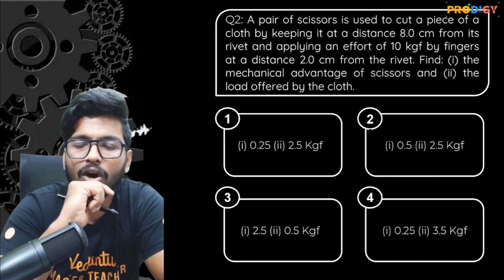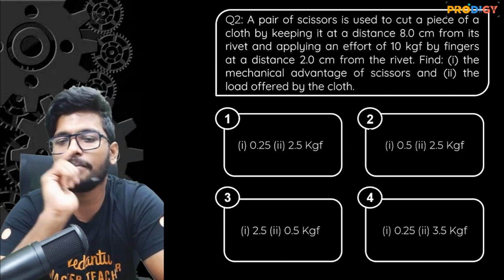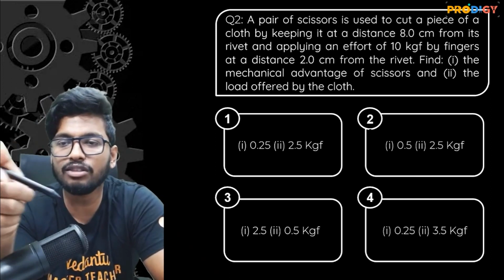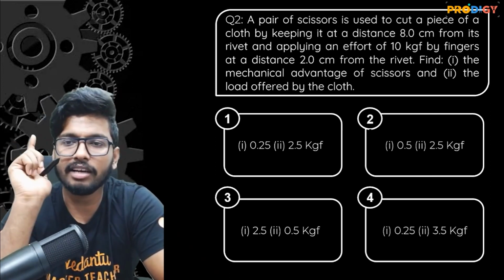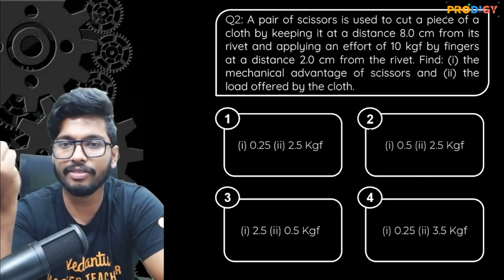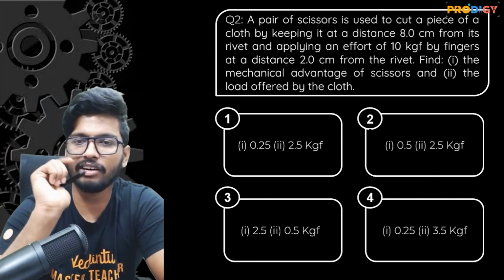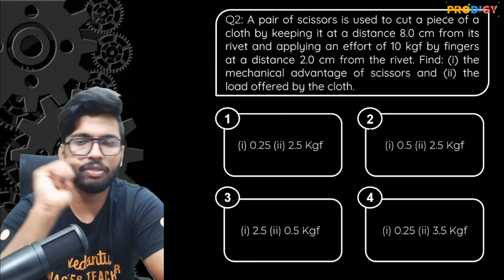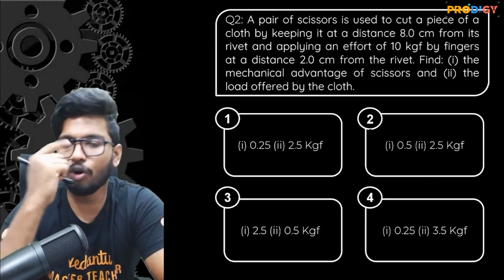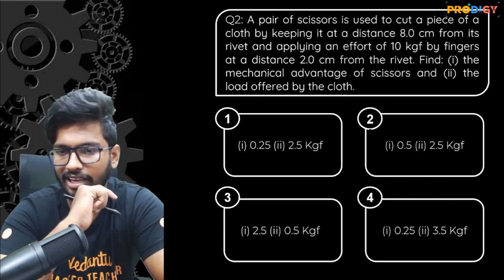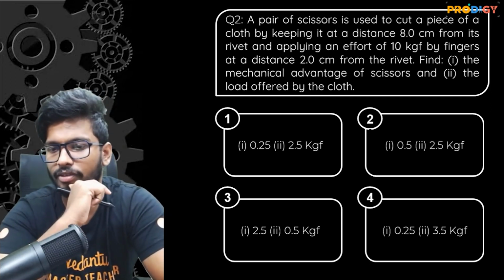So you're asked to find out the mechanical advantage and the load as well. The distance of the load is given as 8 centimeter. The effort is given as 10 kgf and the distance of the effort is given as 2 centimeter. Find out the mechanical advantage and the load offered by the cloth. Options are 0.25, 2.5 kgf; 0.5 and 2.5 kgf; 2.5 and 0.5 kgf; 0.25 and 3.5 kgf.